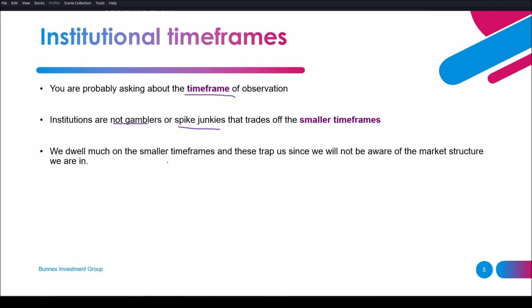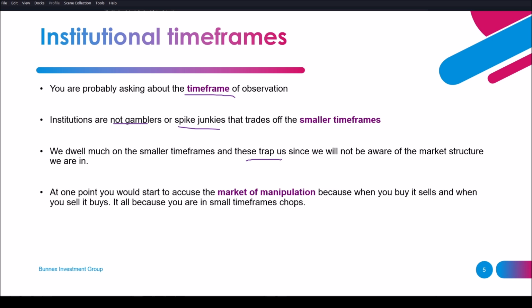We dwell much on smaller time frames, and these trap us since we will not be aware of the market structure we are in. Market structure, or market cycle, is what is very necessary for us to get right entries. So at one point, you would start to accuse the market of manipulation, because when you buy, it sells, and when you sell, it buys. It's all because you are in small time frame chops, right? If you are in an M15 time frame chop, you can spend the whole day trying to figure out whether it's going to the upside or downside and so forth.